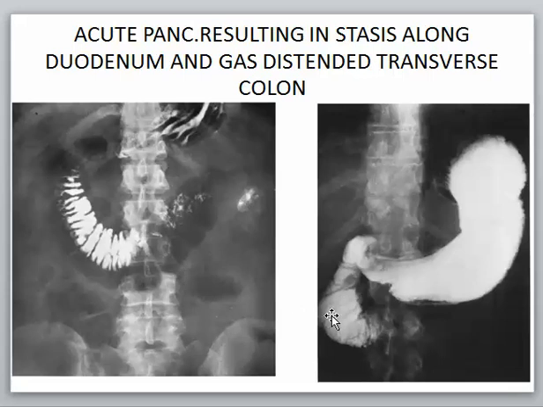Here there is stasis due to pancreatitis. So in acute pancreatitis, the first sign is the presence of a sentinel loop. A sentinel loop can be a dilated duodenum, can be a distended colon, and can be an obstructed duodenum with dilatation. These are all pointing to a lesion nearby, that the pancreas is involved in an inflammatory process.